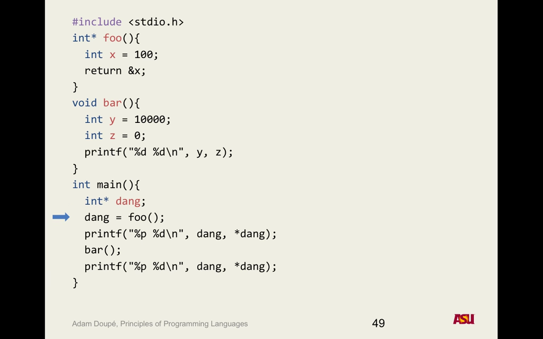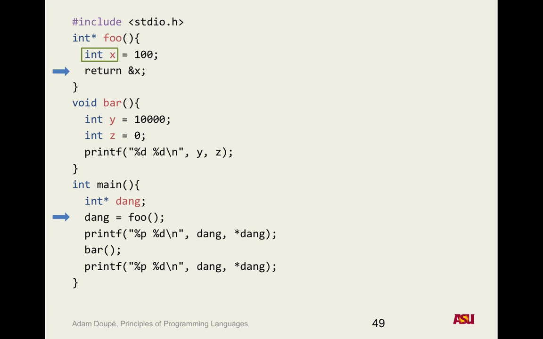Okay, so dang is going to be set to the return value of foo. We know that foo returns an int star, so that's good. We're going to recurse into foo. And foo has a local variable x, and so how is x allocated? Stack. It's allocated on the stack, and the value 100 is placed into the location associated with x. Right, so we have x that's been stack allocated.